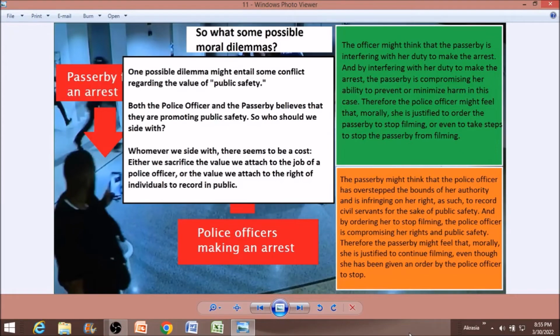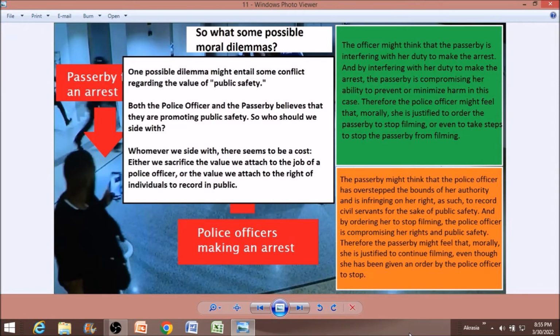Both the police officer and the passerby believe that they are promoting public safety, and that seems to be a reasonable position to take. Like, it's reasonable to think that if you were the police officer or the passerby, that you're doing something good in this case, namely promoting public safety. So who should we side with? And that's what creates the dilemma. Whomever we side with, there seems to be a cost.